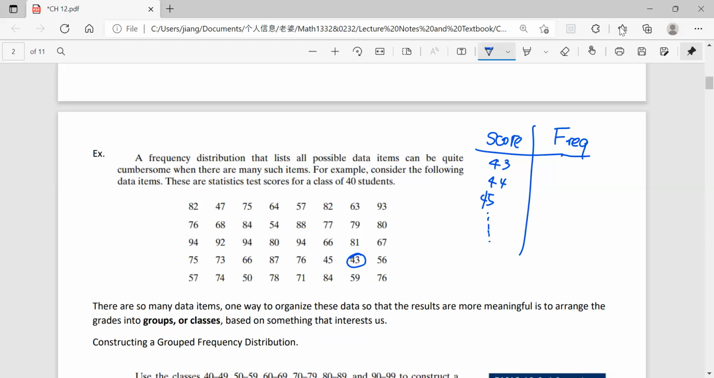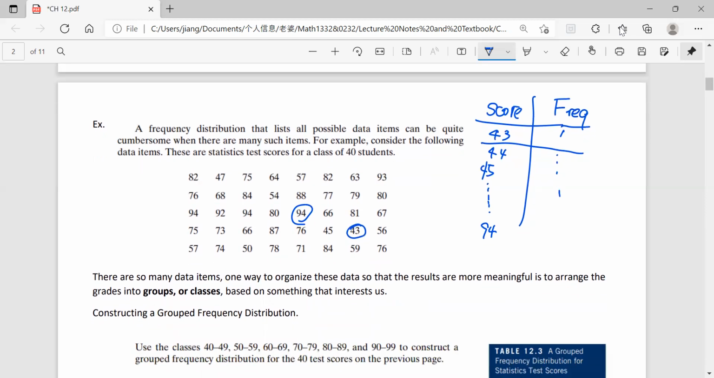So the greatest number is 94. If it's 94, I'm going to have a very long table, and the frequency for 43, at least maybe it's 1, and then I will have a very long distribution table. So how about we make them into groups? There are so many data items.